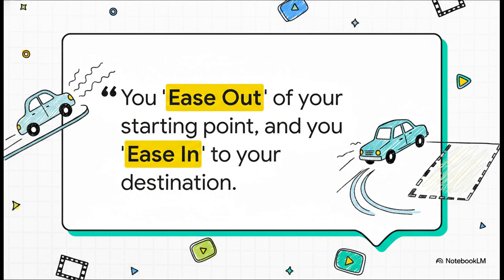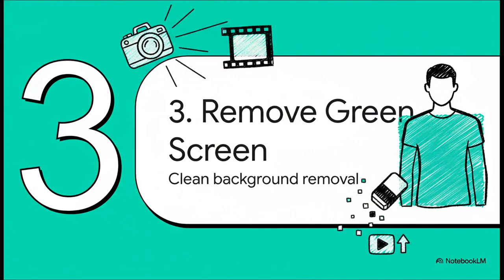You ease out of your starting point, kind of like a car gently pulling away from the curb, and you ease in to your destination, like gently pulling into a parking spot. Simple as that. All right, text animation is in the bag. Let's totally switch gears and jump into our second pro technique, mastering the green screen.